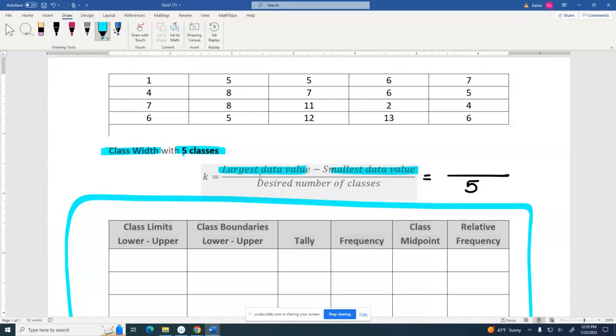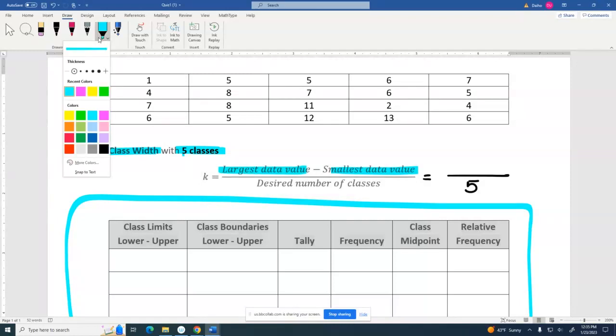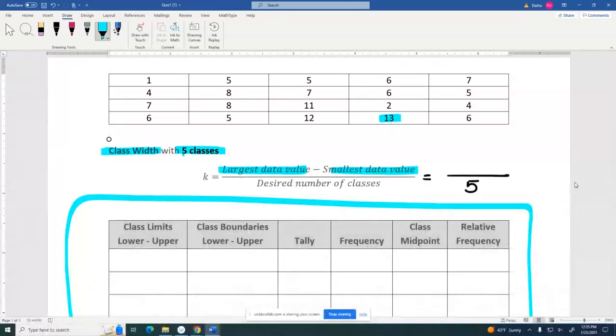Okay, yeah. So please take the largest value and the smallest value. Anybody who takes the largest one, the maximum? Please tell me. 13? Smallest one? 1? Okay, thank you. So it must be 13 minus 1. Oh, 12 divided by 5. How much? 2.4.